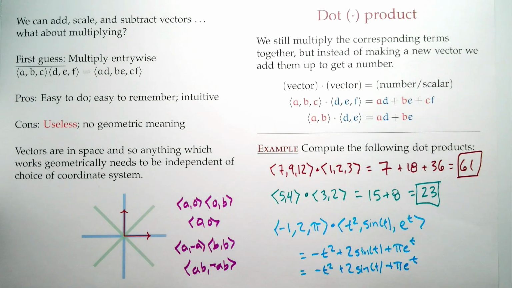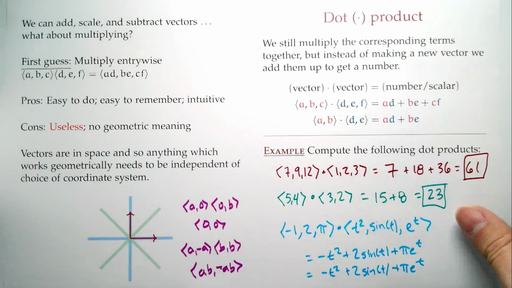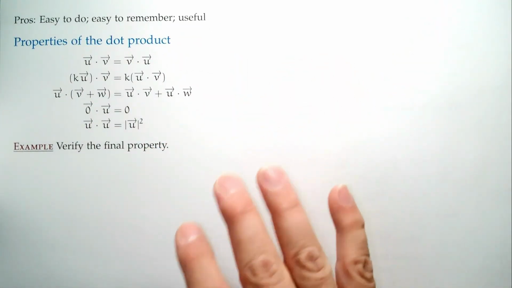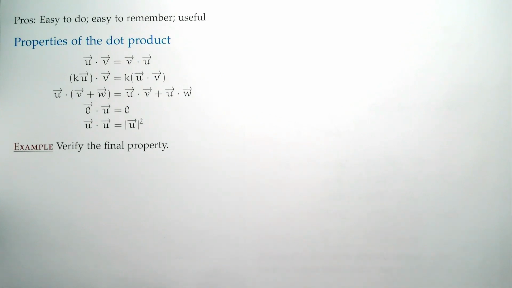Now, you might be thinking to yourself, hey, should we study this? Because before, we saw that it wasn't so useful if we tried to put it back in as a vector. Now, here's the nice thing about the dot product. It has a lot going for it. It's still easy to do, and it's still easy to remember, but here's the really cool part. It's useful, which means it has a nice geometric meaning. Now, we're going to get into that, but first, let's talk about some of the basic properties.